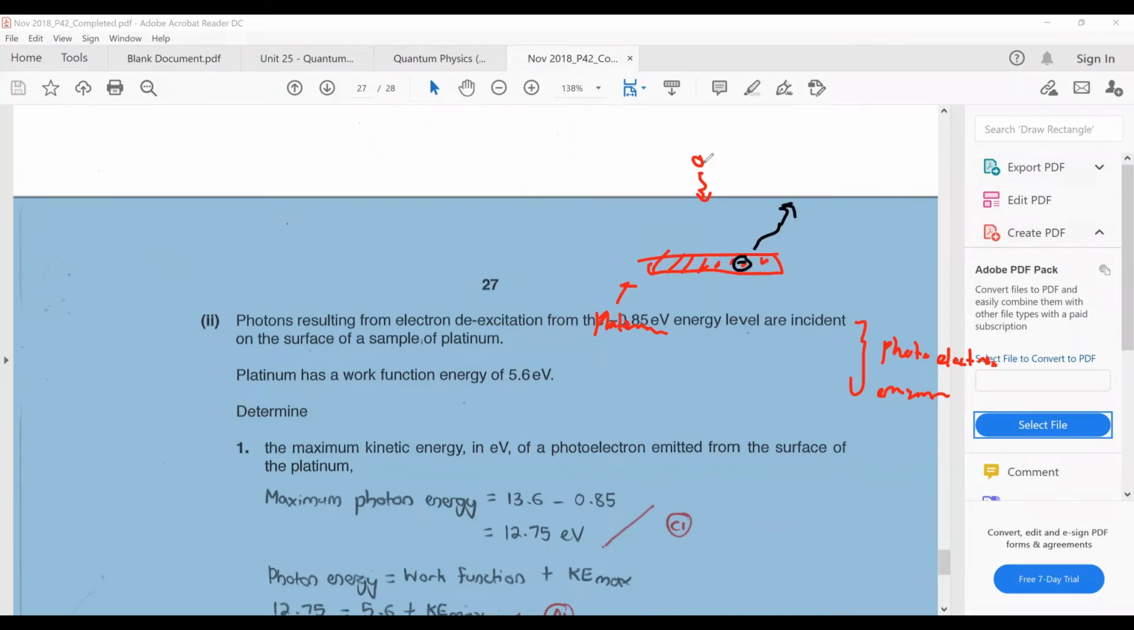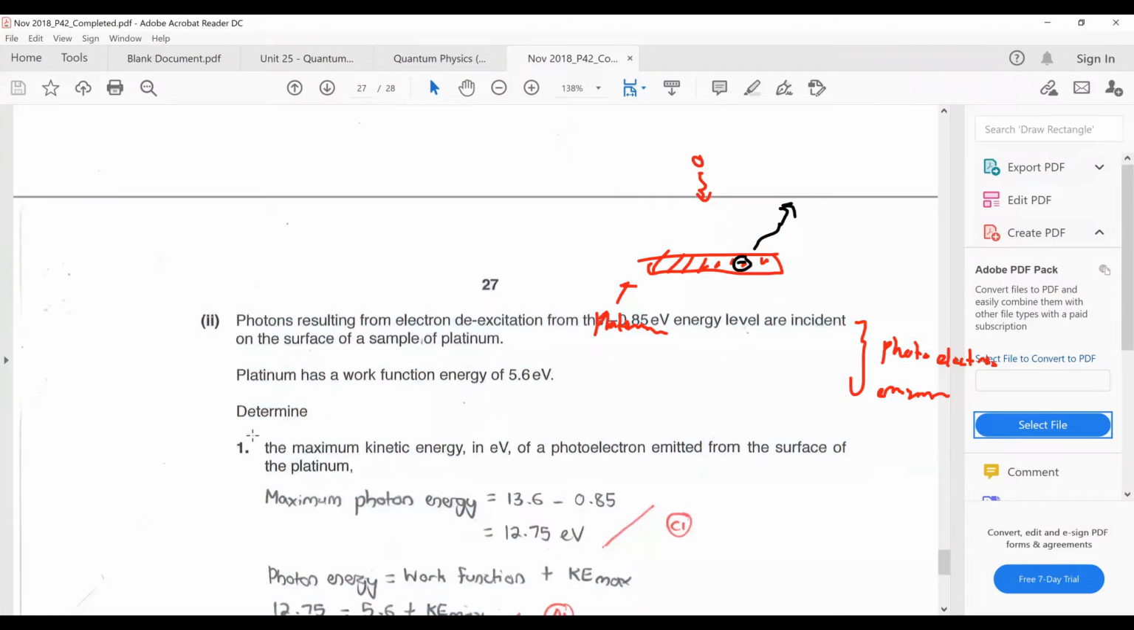electrons. Okay, so when they ask you the maximum Ke of a photoelectron emitted from the surface of the platinum, it is talking about this part. This one is your photoelectron. The electrons emitted from photoelectric emission. Okay, so you want the maximum kinetic energy.